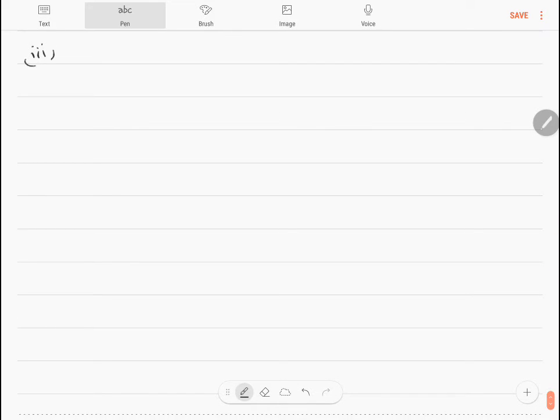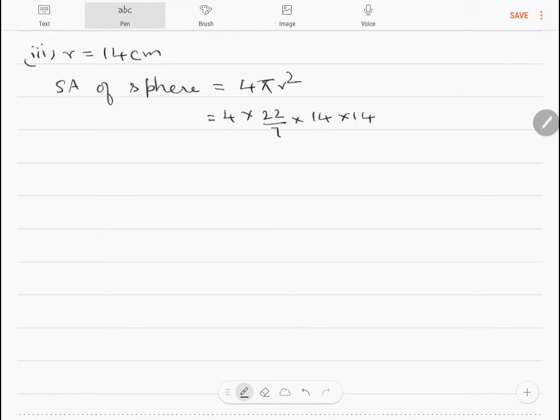Problem 3, r equal to 14 centimeters. So surface area of sphere is equal to 4 pi r square, which is equal to 4 into 22 by 7 into r square, which comes to 2464 centimeter square.